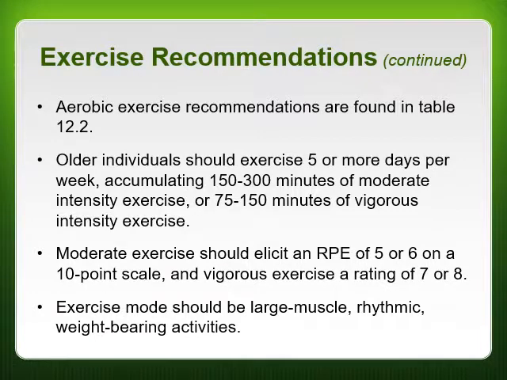From an aerobic standpoint, 5 or more days a week, 150 to 300 minutes of moderate intensity, or 75 to 150 of vigorous intensity. So you see those numbers? The low end is your general population amount. The high end is double that. So get them moving, get them active. Moderate exercise should elicit an RPE of a 5 or 6 on the 10-point scale. Vigorous is a 7 or 8. Again, always go back to those scales, whether you're using a Borg scale or a modified scale for guidelines, but right smack in the middle is where they're looking for moderate versus vigorous.